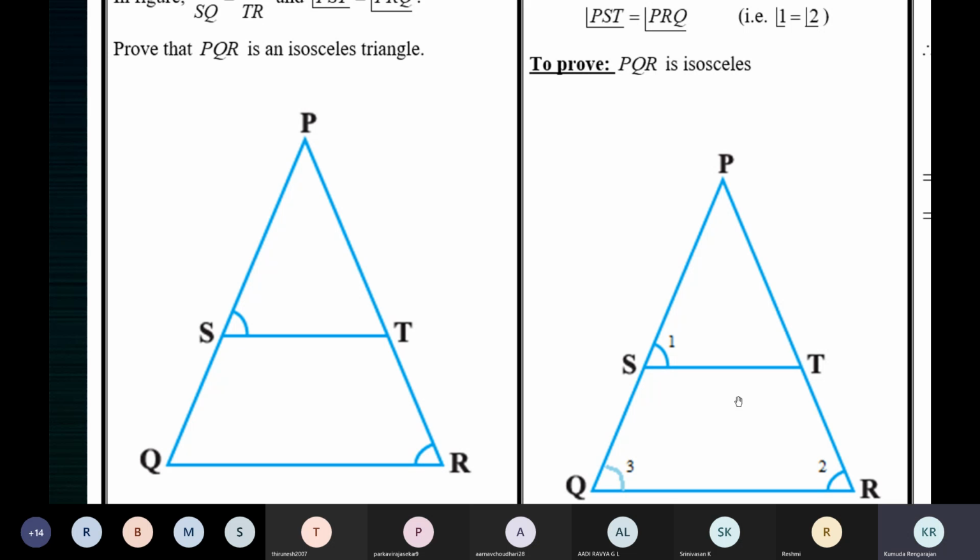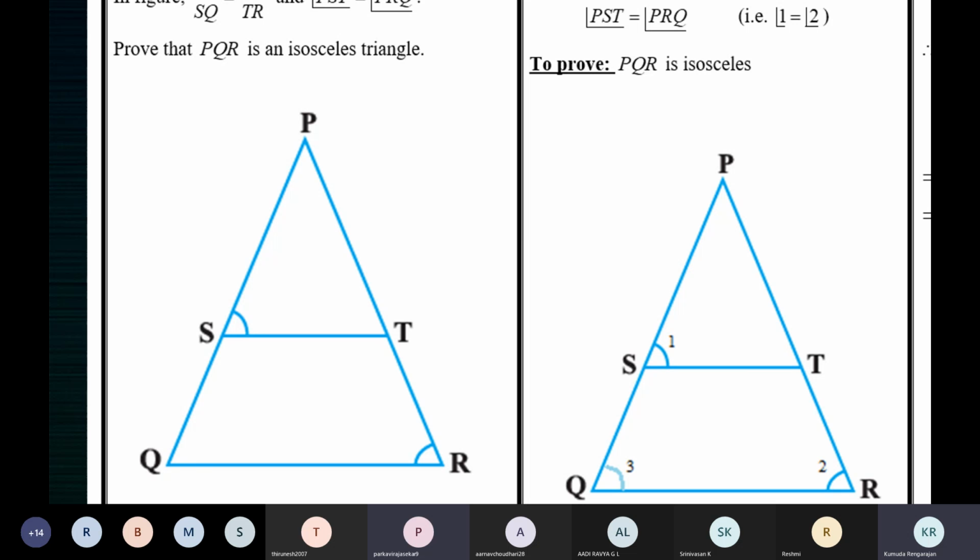Now, we have 1 is equal to 2. And we have a proportion also given here: PS by SQ is equal to PT by TR. How will you make use of this proportion?